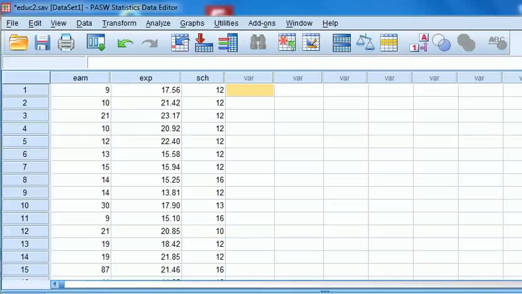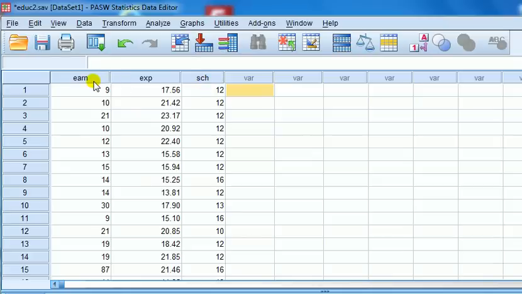In this video we're going to talk about the absolute basic output of running the multiple linear regression model. As the example, we've got as a dependent variable earnings. As the independent variables, we've got experience in working, measured in years, and schooling, number of years of schooling. Let's say, to keep things simple, that earnings is measured in thousands of dollars. So the units: earnings is in $1,000, experience is in years, schooling is in years.